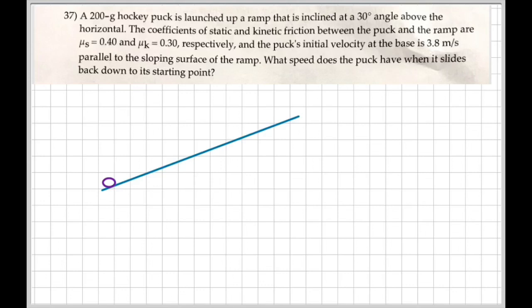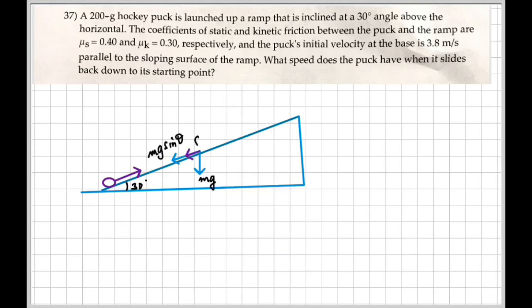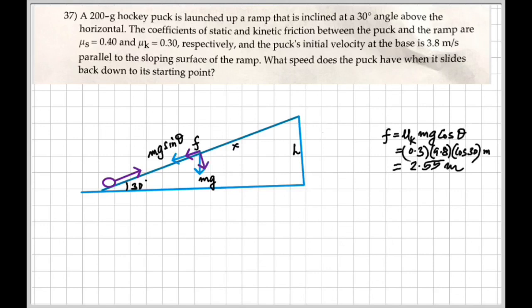The puck starts from here, goes up the ramp. We complete this. The angle is 30 degrees. And we have to find friction. So I was trying to show how to find friction there. The weight, you have mg sine theta and friction. Alright, we really just need to find friction, which I found in this case.